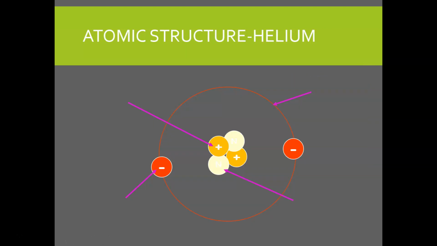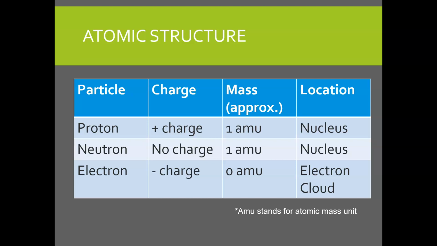So let's look at that atomic structure. This is an atom of helium. You can see in the center, it has 2 protons, 2 neutrons, and 2 electrons in a shell going along the outside. This is a representation of a model of helium. There are 3 particles that you just saw found in every atom: protons, neutrons, and electrons.